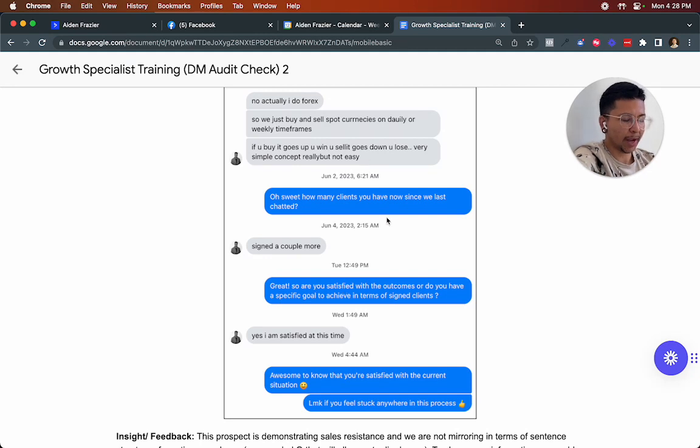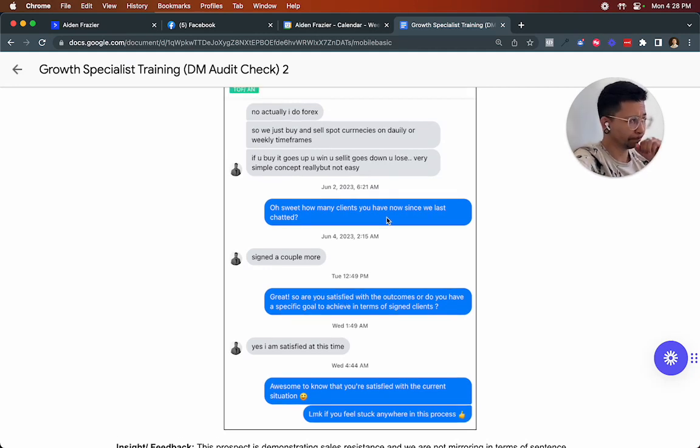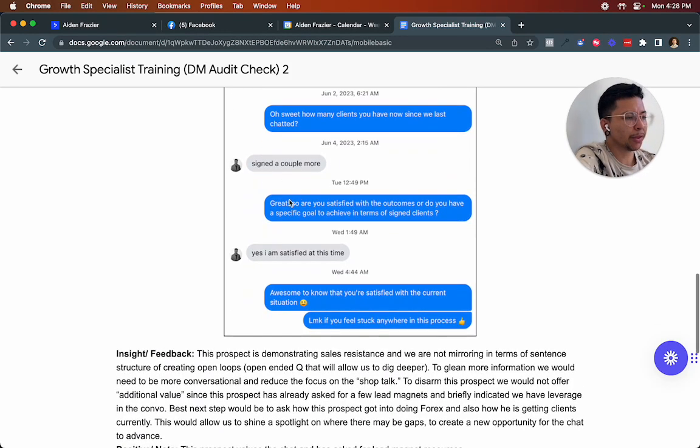Prior to this aspect or screenshot of the conversation, he had been sent a lead magnet or a resource of some kind. And so the thing that we have asked after that is a much longer statement. Great. So are you satisfied with the outcomes, or do you have a specific goal to achieve in terms of signing clients? It's a little bit too, like, it's not casual enough. It doesn't feel like we're having a natural conversation. And so this person still ends up sending a close-ended question right here.